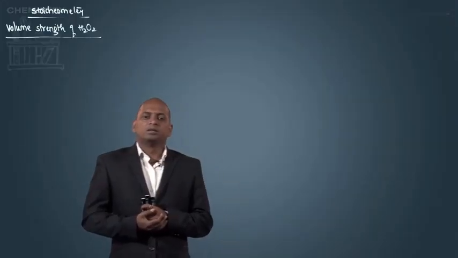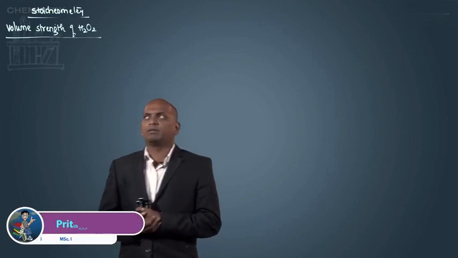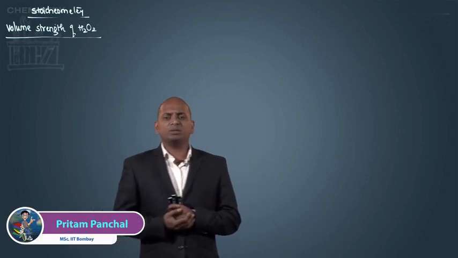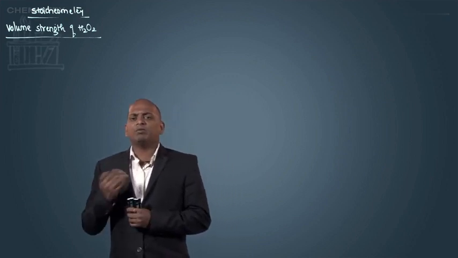Hello guys. So in this session of stoichiometry, we are dealing with volume strength of hydrogen peroxide. The concentration of hydrogen peroxide can be expressed in various ways. One of the ways is volume strength, normality and percentage concentration. Now why volume strength and what do you mean by volume strength?